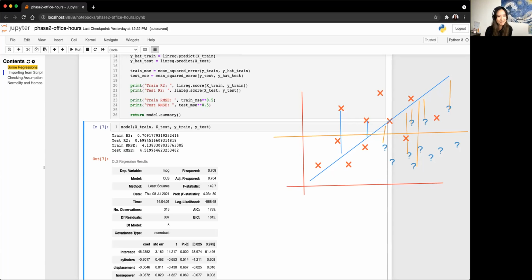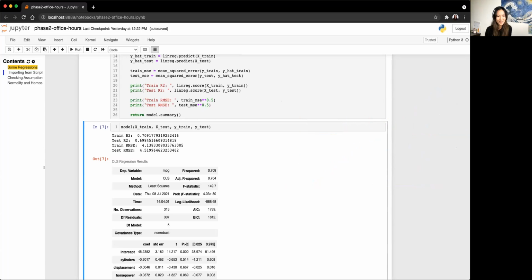But yeah, any questions about these metrics? RMSE and R-squared are the main two that you look at. Questions about this? Okay, cool. So moral of the story, high R-squared is not the most important thing.